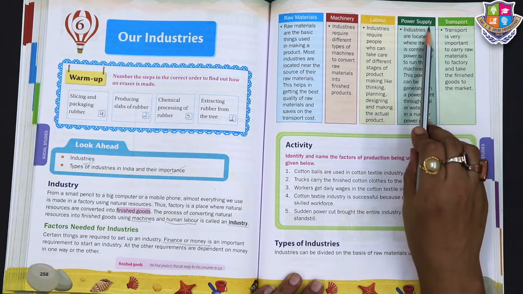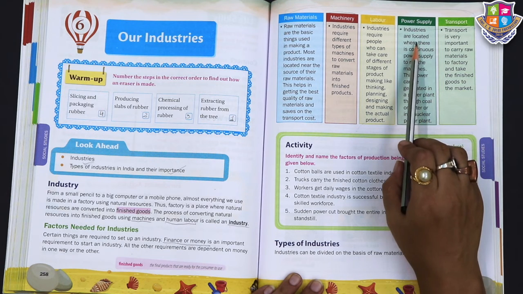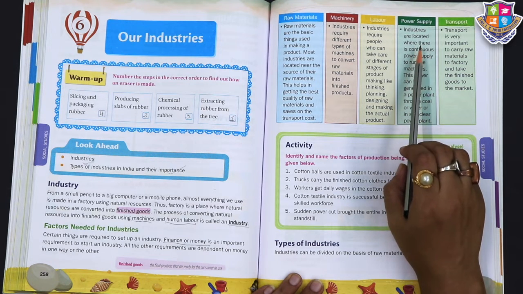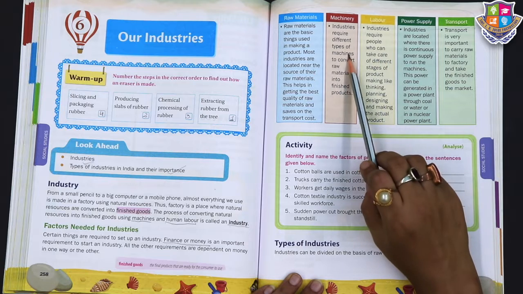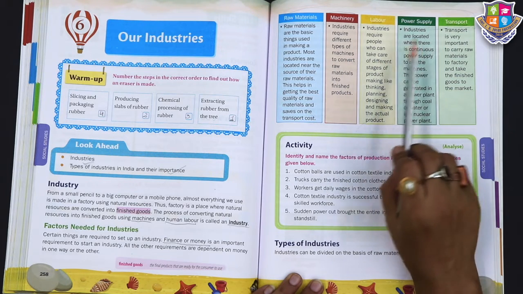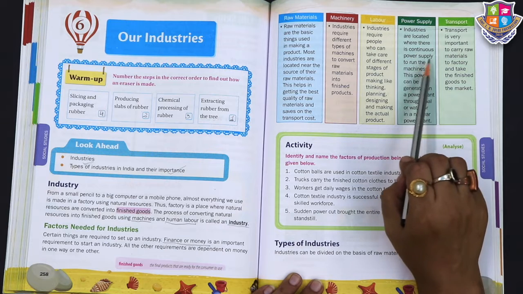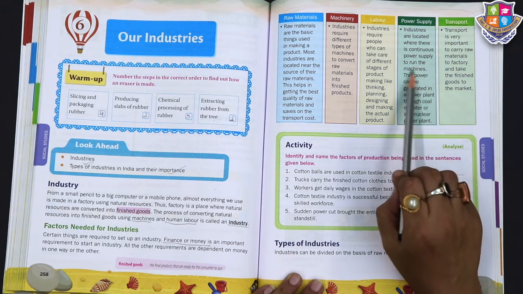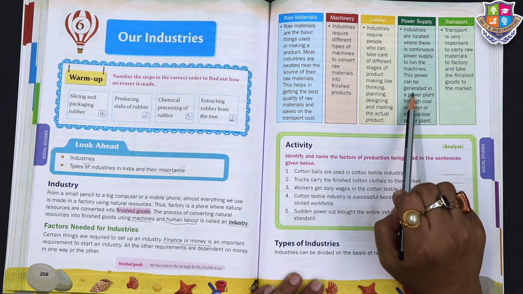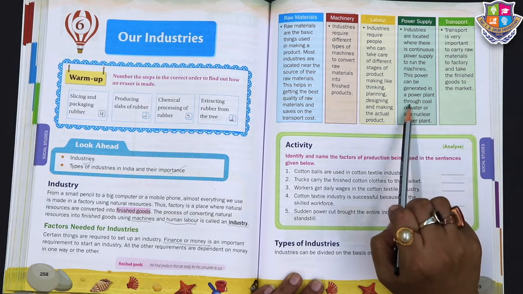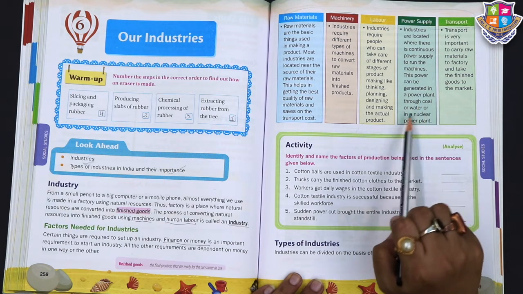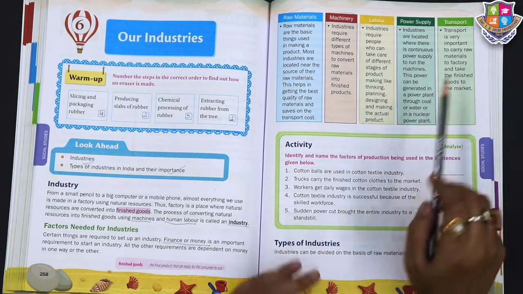Next, we have power supply. If the electricity is not working properly, then none of the work will be in progress. Industries are located where there is continuous power supply to run the machines. This power can be generated in a power plant through coal or water, or in a nuclear power plant.